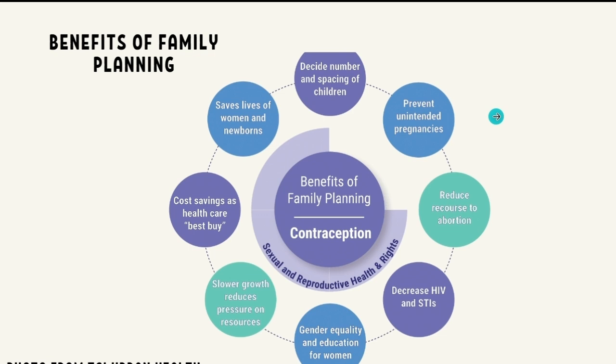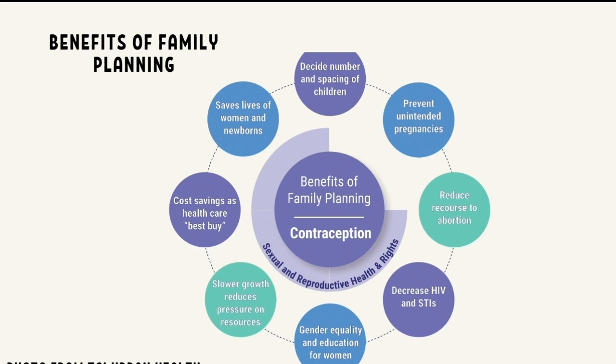So it prevents unintended pregnancies. Once you did family planning, you can't say, oh, we never planned for this, or we can't afford to take care of more children, right? So that is the benefit of family planning. It also reduces the recourse to abortion. These are both connected, because with an unintended pregnancy, they say, I don't want a child, I will get an abortion. So if you do family planning, you won't get pregnant. Right? So it reduces the opportunity to go get an abortion.